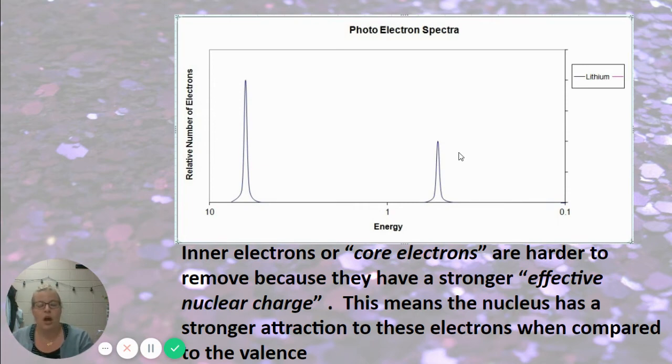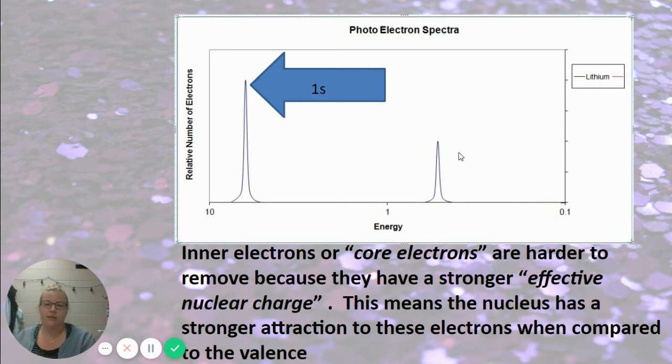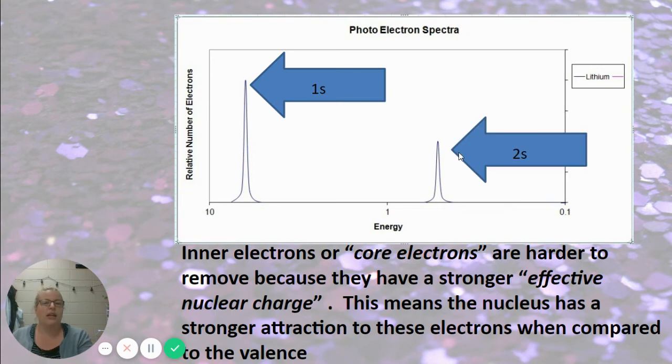We are going to end up talking about something called effective nuclear charge later on. That's going to talk to us about comparing one atom's PES diagram to another, but right now we're just going to be taking a look at individual ones. So like I said, if you harken back to your electron configuration in your regular chemistry, this tall peak here, that's the 1s peak. And if you remember, an s shell can hold 2 electrons. This would be our 2s peak.